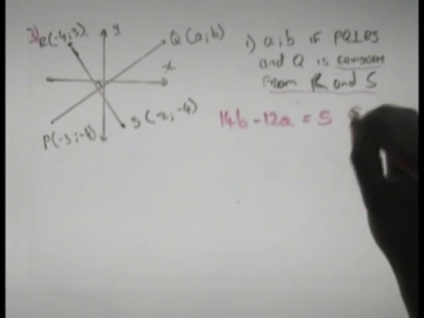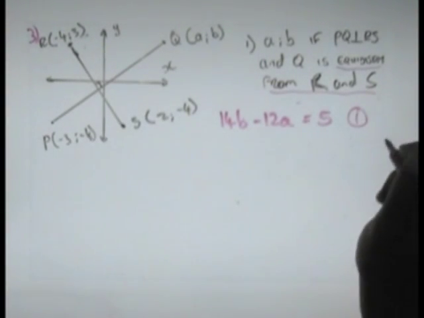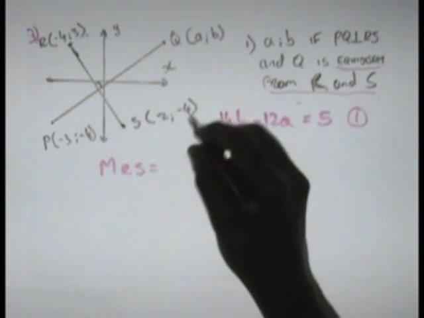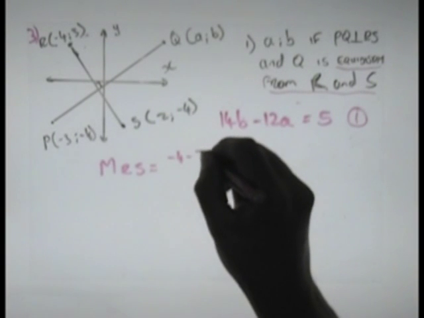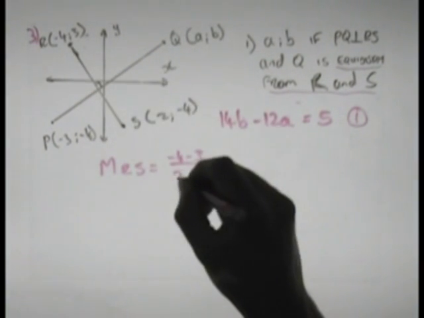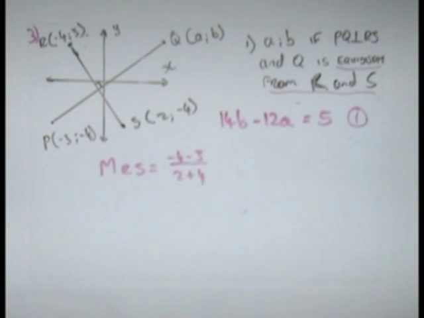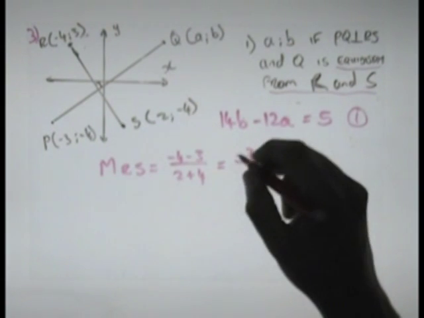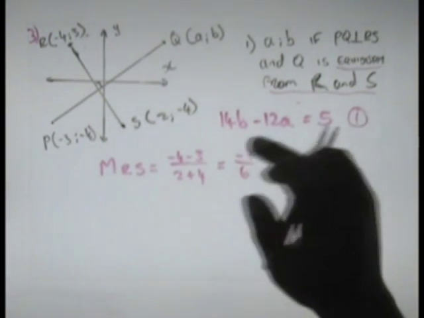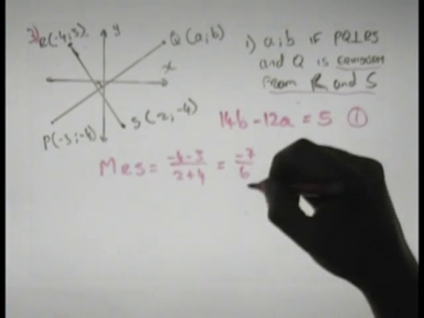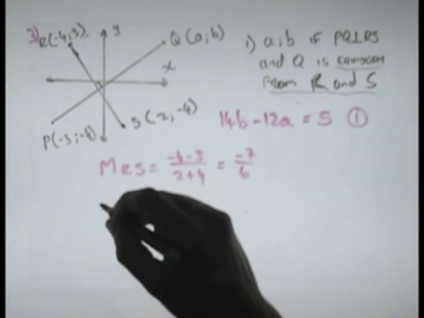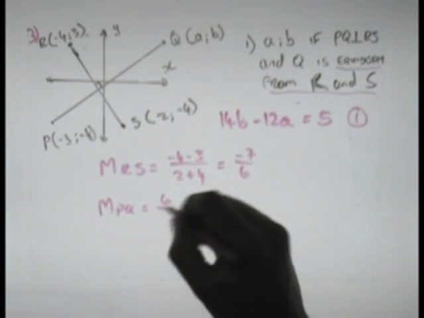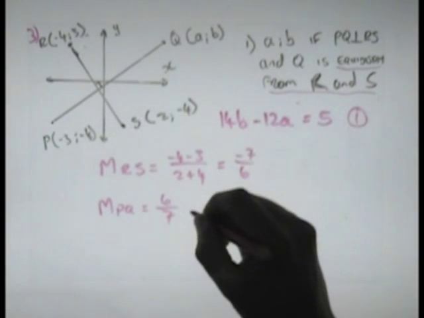That's equation 1. Now, our gradient m of RS is equal to y2 minus y1, which is minus 4 minus 3, over x2 minus x1, which will become 2 minus minus 4, 2 plus 4. Minus 4 minus 3 is minus 7, over 2 plus 4 is 6. So our gradient of RS is negative 7 over 6. That means that our gradient of PQ has to equal positive 6 over 7.